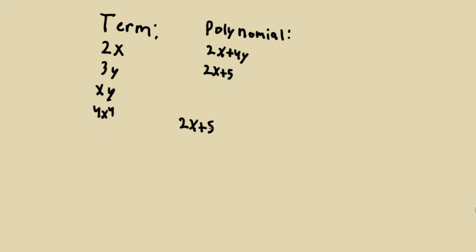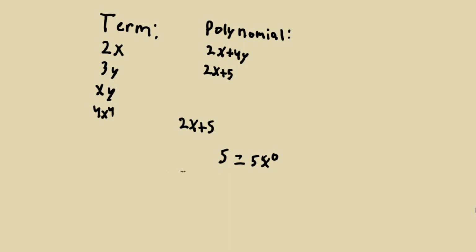Okay, so what about this one? This one doesn't have a variable. Well, 5 is equal to 5x to the power of 0. Now you might be wondering why this is. It's okay, don't worry, this is a very hard concept to grasp. Remember, anything to the power of 0 is 1, and 5 times 1 is just 5. So this is mostly just hidden, you don't see it, but just know this one is to the power of 0.